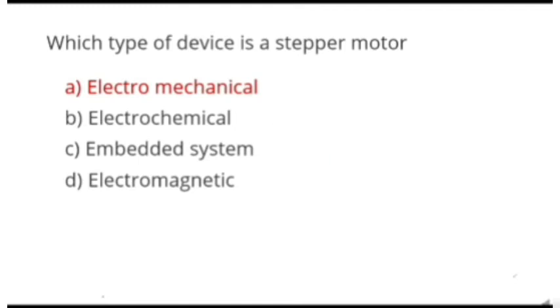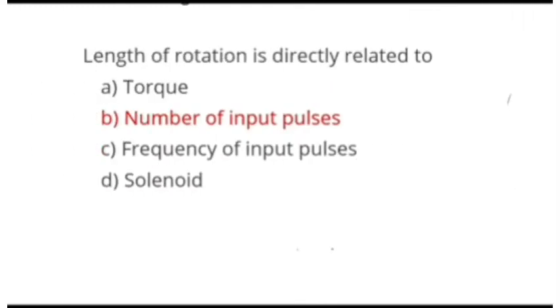Next question is, length of rotation is directly related to. Options are torque, number of input pulses, frequency of input pulses, solenoid. Correct answer is number of input pulses.